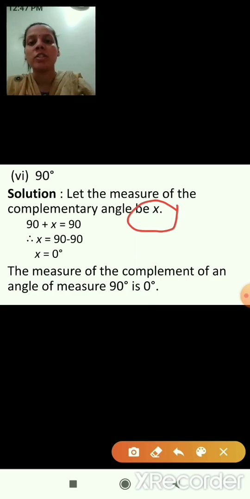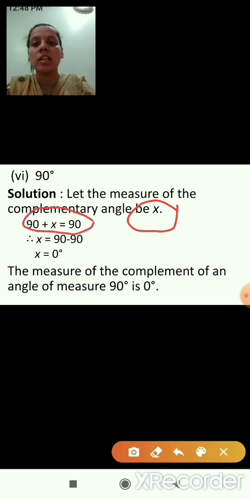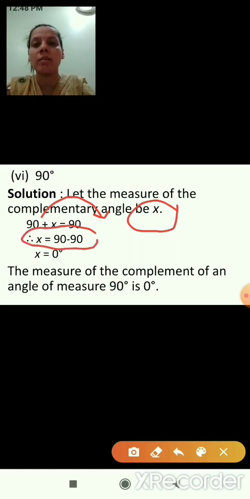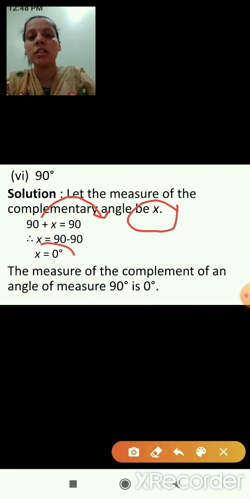As you can see here, the first angle is given as 90 and the second angle we are considering as x. So 90 plus x is equal to 90. So x is equal to, this 90 will go to this side, so it becomes minus 90. In the second step, x is equal to 90 minus 90. So x is equal to 0 degree.